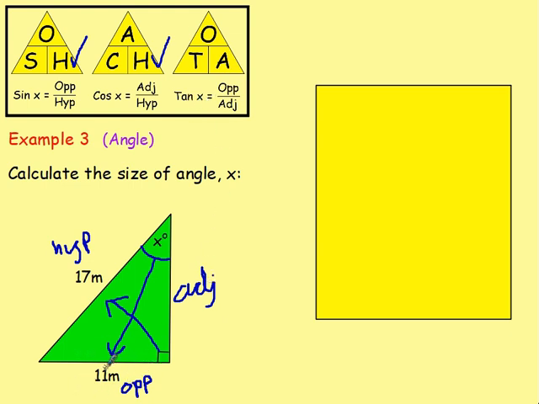What else do we know? Yeah, we know the opposite's 11, so we can tick O for opposite. We know the opposite, so we can tick the O's. The adjacent, do we know the adjacent? Do we want to find the adjacent? No, we're not asked for that, we're asked for the angle. It's nothing to do with adjacent. We can forget about that.